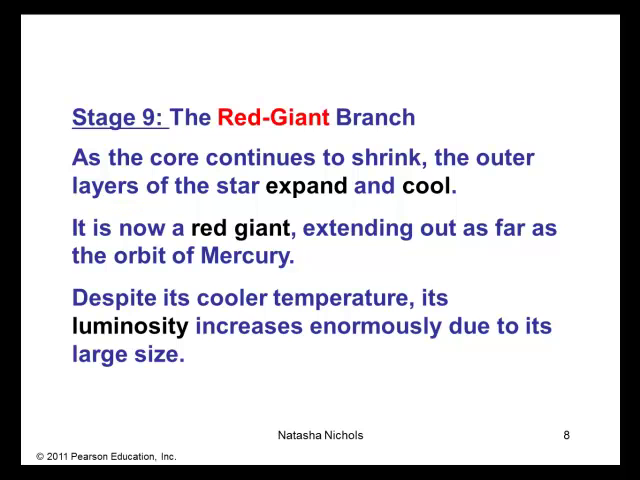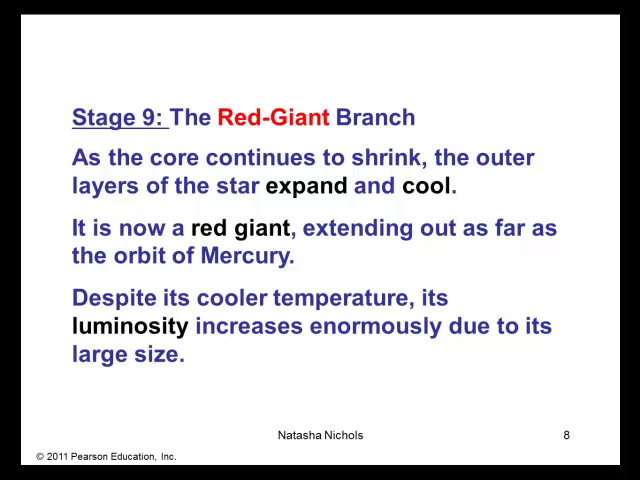As the core continues to shrink, the outer layers of the star expand and cool, which is why its surface temperature drops. In terms of our sun, it would extend as far as the orbit of Mercury. So it would swell up that much when it becomes a red giant.